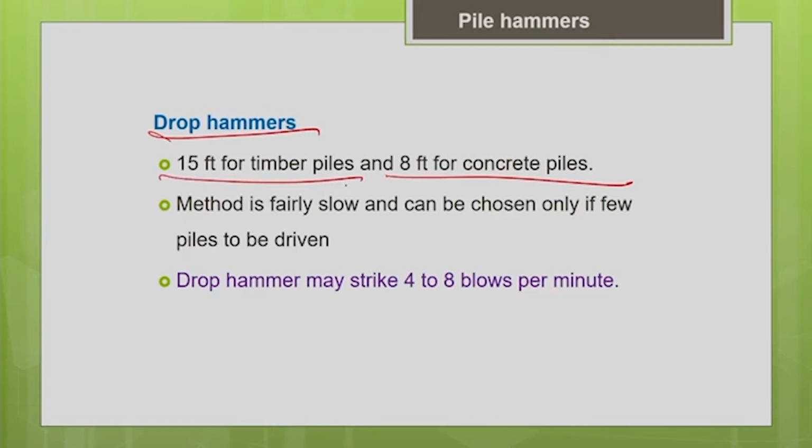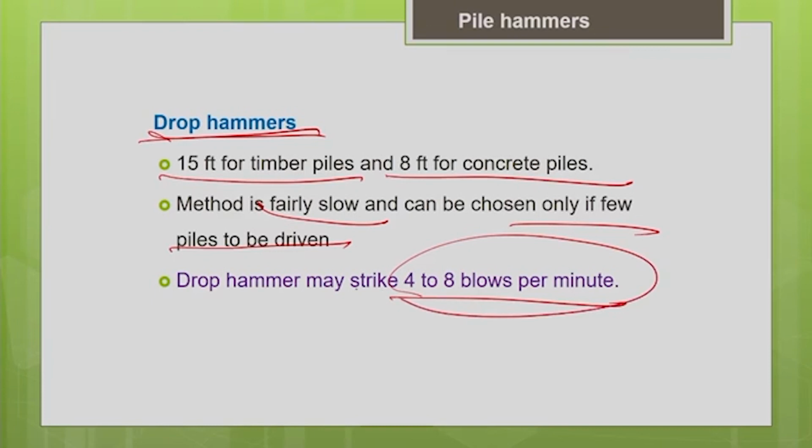One more important thing to note is that the drop hammer method is very slow. If you have to drive only a few piles, if you do not have a tight deadline, and you are not very concerned about productivity, then you can go for the drop hammer method, because it is basically a slow method. The blow rate is only 4 to 8 blows per minute, which is relatively very low.